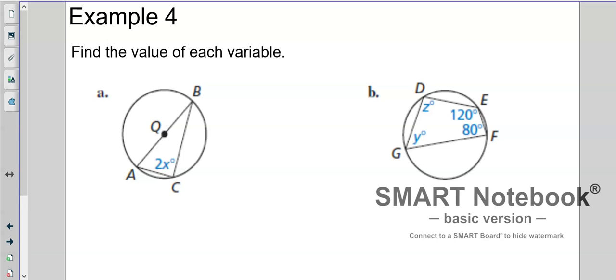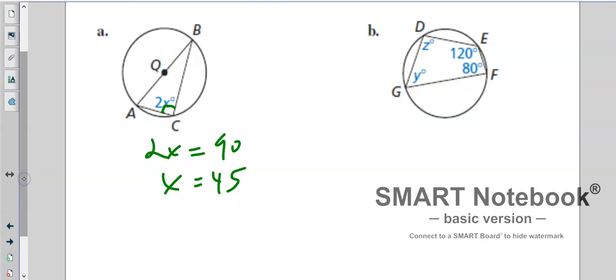All right, here we go. So in example 4, AB is a diameter. All right. That means this angle here must be 90. So all we do is say 2x equals 90. X equals 45.